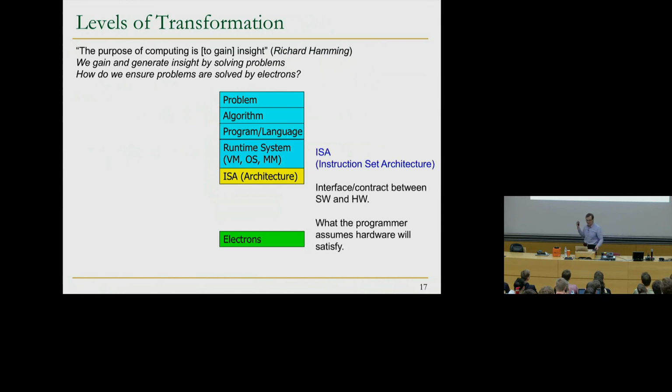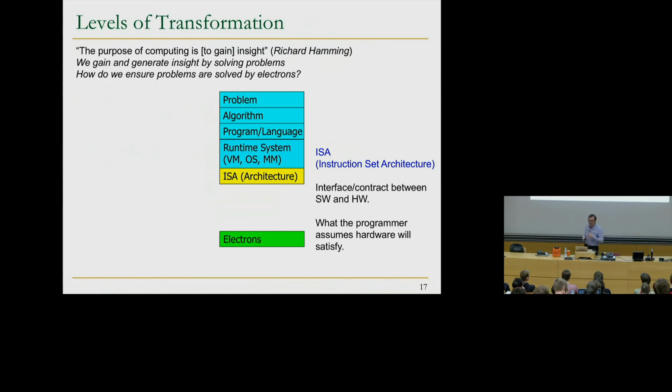So ISA is the instruction set architecture. It's really the interface or contract between the hardware and the software. It's what the programmer assumes that the hardware will satisfy. So you basically have an add instruction, and the programmer assumes that the add will work in some way, and the hardware is supposed to satisfy that way. So it's really a contract in the end that's defined by some human.